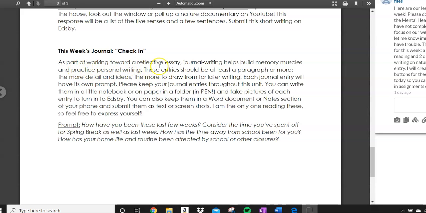This week's journal entry is check-in. So it says, as part of working towards a reflective essay, journal writing helps build memory muscles and practice personal writing. These entries should be at least a paragraph or more. The more detail and ideas, the more to draw from for later writing. Each journal entry will have its own prompt. Please keep your journal entries throughout this unit. You can write them in a little notebook or on paper, in a folder, in pen, again, so I can see them, and take pictures of each entry and turn it into Etsy. You can also keep them as a Word document, note section in your phone, or you can submit them as text or screenshots. So you can actually type it right in there, or take a screenshot of it, open in your Notes app, and submit that.